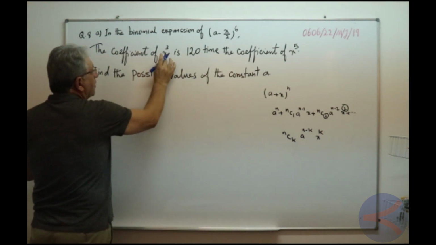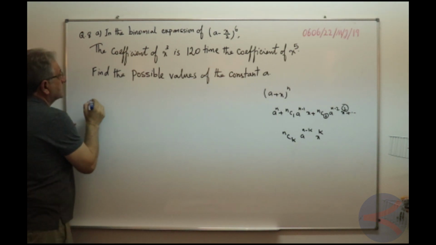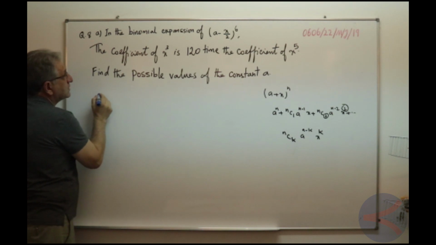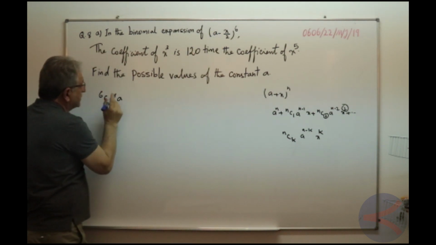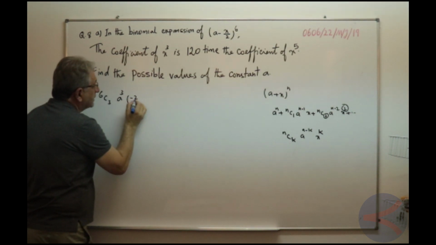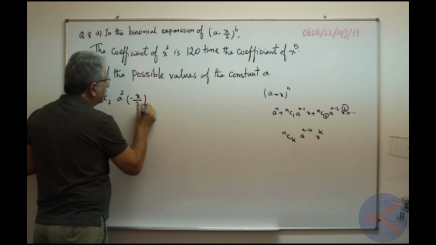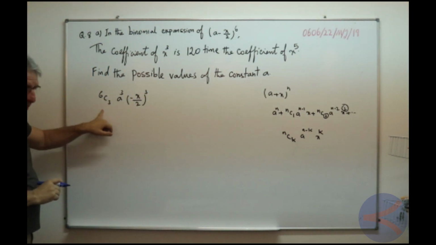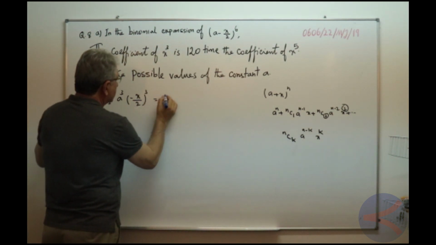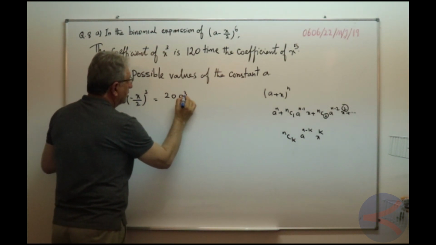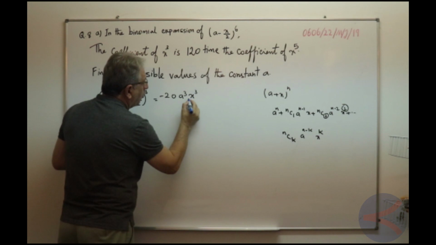Now, since I want the coefficient of x to the power of 3, my k should be 3. Therefore, n is how much? n is 6. So I'm going to write 6C3 a to the power of 6 minus 3, then minus x over 2, to the power of 3. Now I'm going to simplify this. 6C3 is 20, so this is 20 a to the power of 3. This negative to the power of 3 is negative, so I put a negative here, x to the power of 3 over 8.